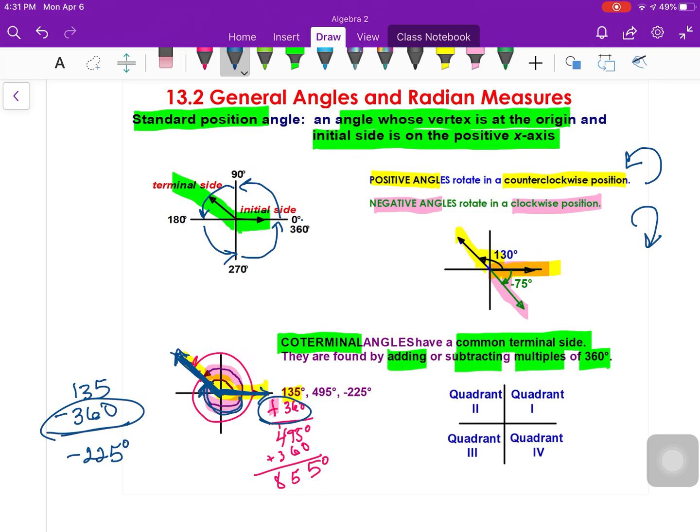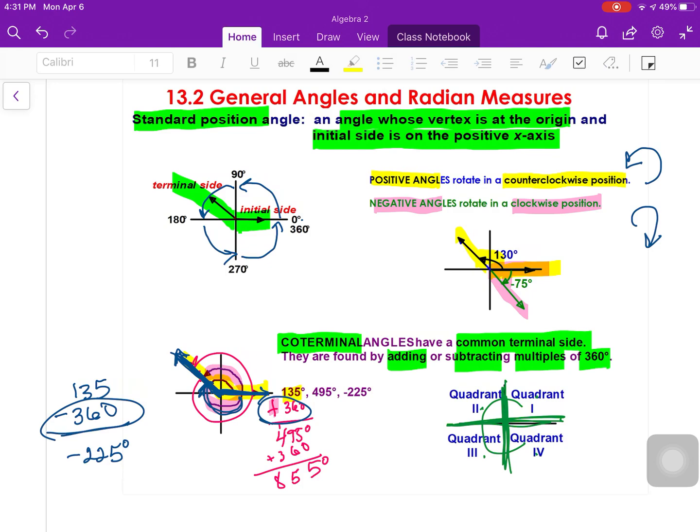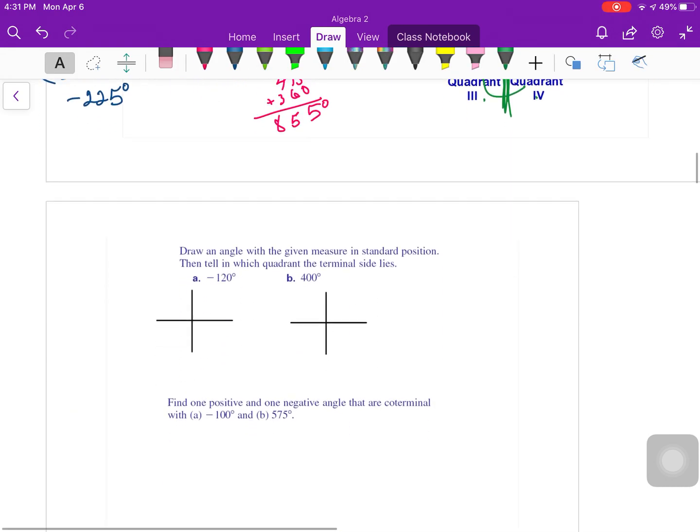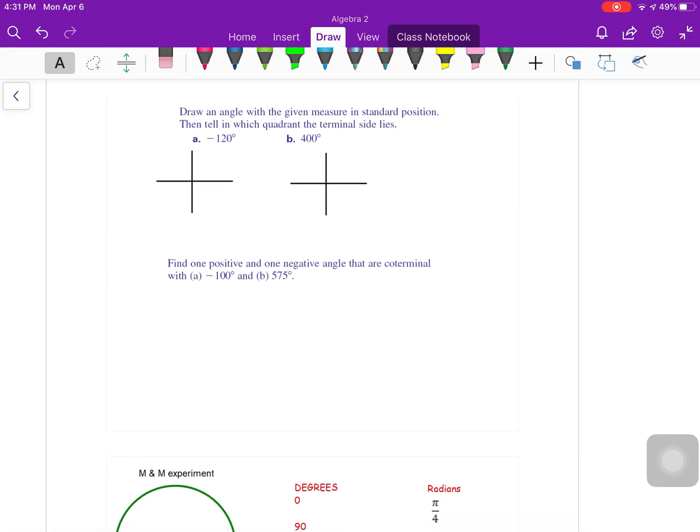Just to refresh your memory, on any given axis, it is divided into 4 quadrants. We call this quadrant 1, quadrant 2, quadrant 3, quadrant 4. If you follow them around, they form a C for a Cartesian coordinate plane. So let's try drawing a few angles.